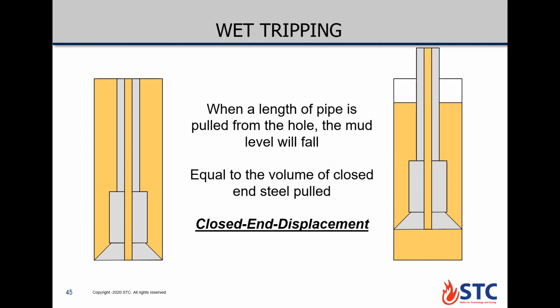But here for the wet tripping, you pull out from the well the metal displacement plus the pipe capacity, the mud inside the pipe. So here the pressure or the level drop for the hydrostatic, or for the mud, will be larger. So this is called close-end displacement. Why close-end displacement? Because here no mud can come back again to the wellbore.